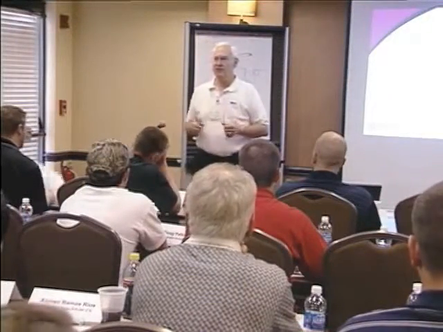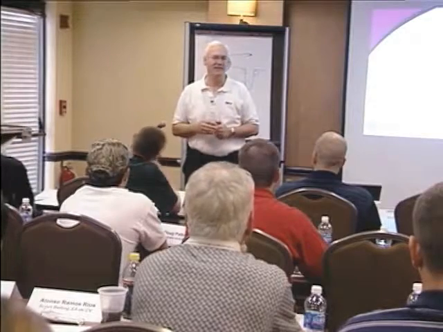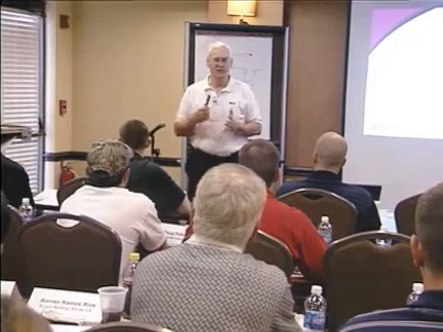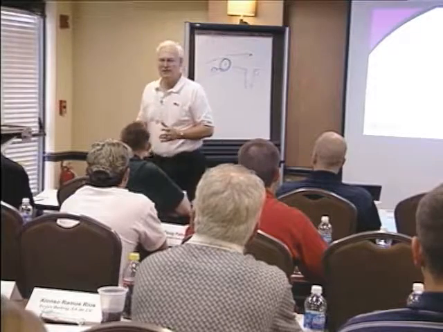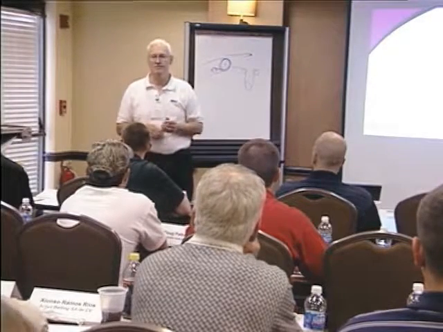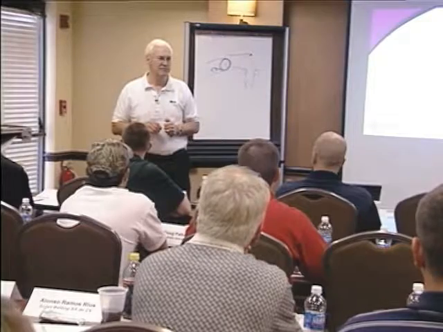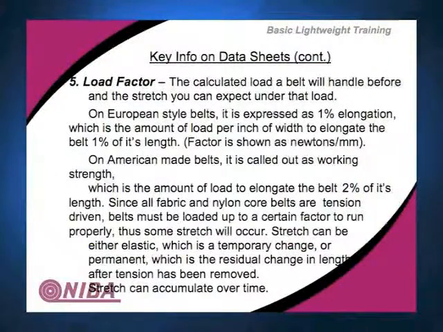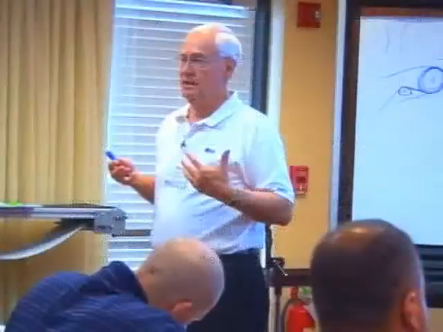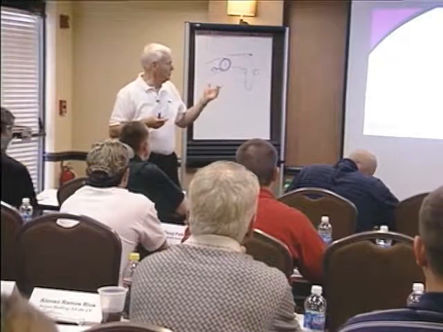We're going to go into tracking and training. There'll be other things that we'll talk about in that later on, but don't tension a belt any more than necessary to carry a load. And so that's a key point. On European style belts, it's expressed as 1% of elongation, which is the amount of load per inch of width to elongate the belt 1% of its length. Okay? 1% of its length. And that's shown in newtons per millimeter.